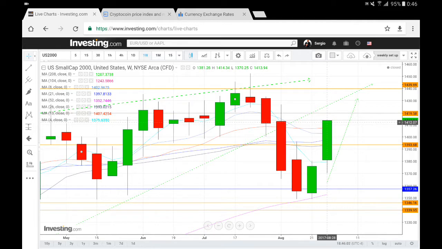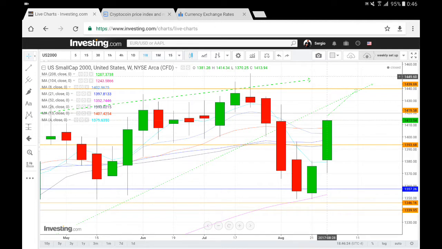14.15, 14.13, and now what I'm expecting is a continuation, and a move, bam, over here over 14.20 and going higher towards the 14.40 points for the Russell 2000. Okay, so that's it for your Russell.